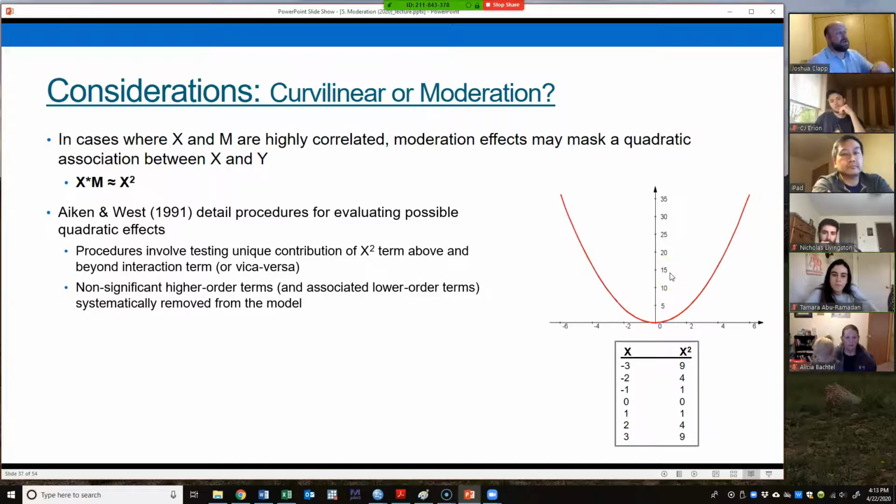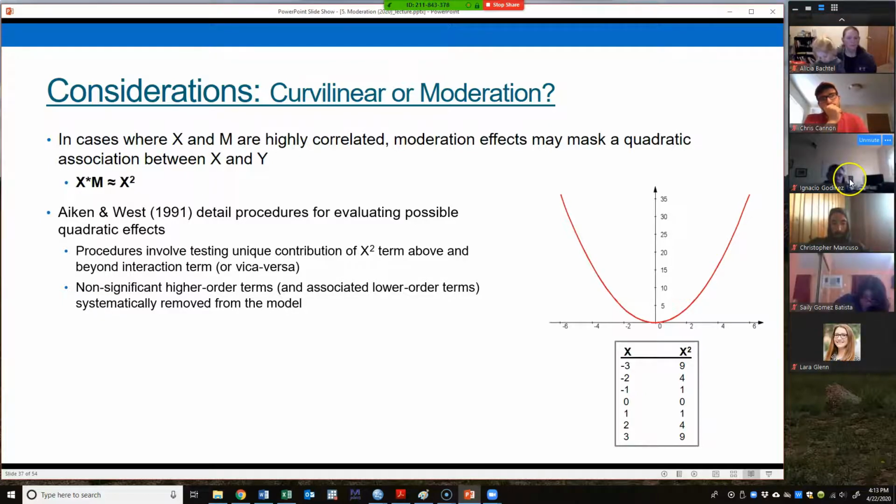But when we start layering in multiple predictors, things can get kind of weird in multivariate space, and we might not see this, right? So Aiken and West go through and talk about procedures for looking at possible quadratic effects. And Ignacio, when you were asking how we determine whether we have a properly specified model or a misspecified model, like do I need interactions? Do I need quadratic terms and things like that? There are techniques for working through some of these types of things. Aiken and West talk about some of that.